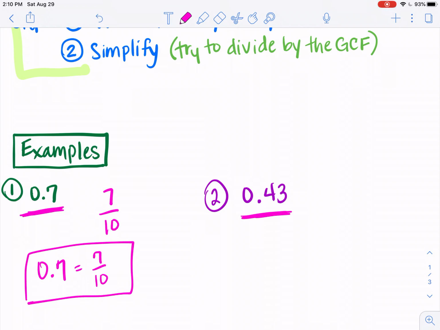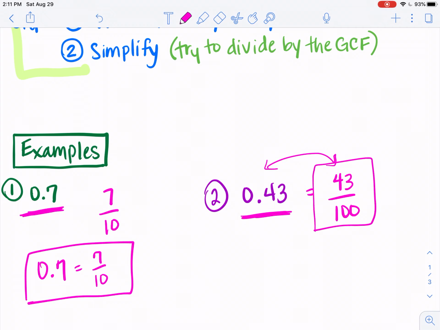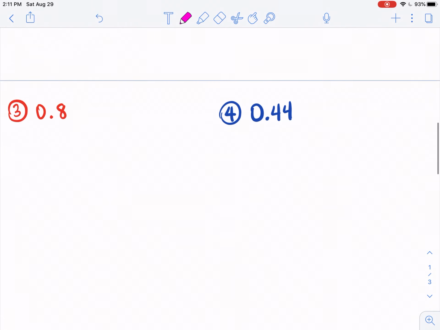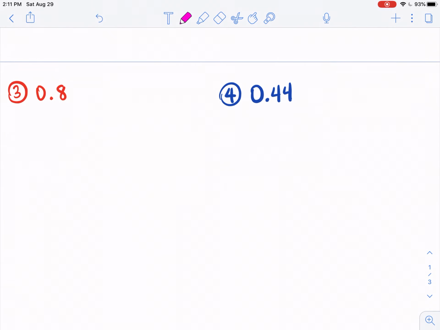43 hundredths. Well, 43 hundredths. And again, is there anything to simplify? There's not. These two things have the exact same value. This one's just a fraction now. We're going pretty quick so far. Let's look at number 3. How would you say this?